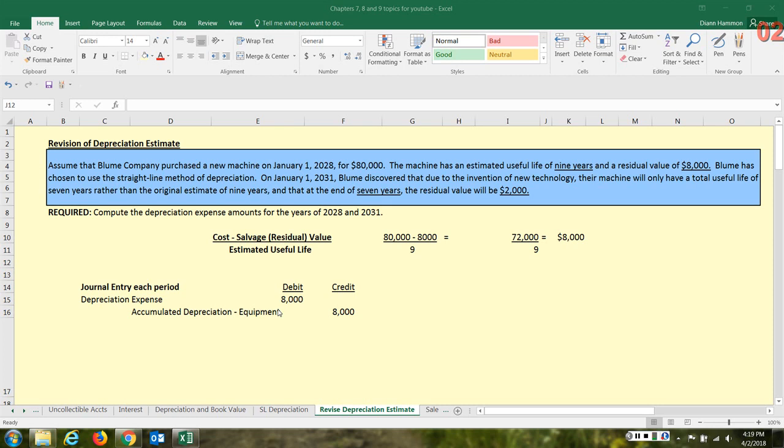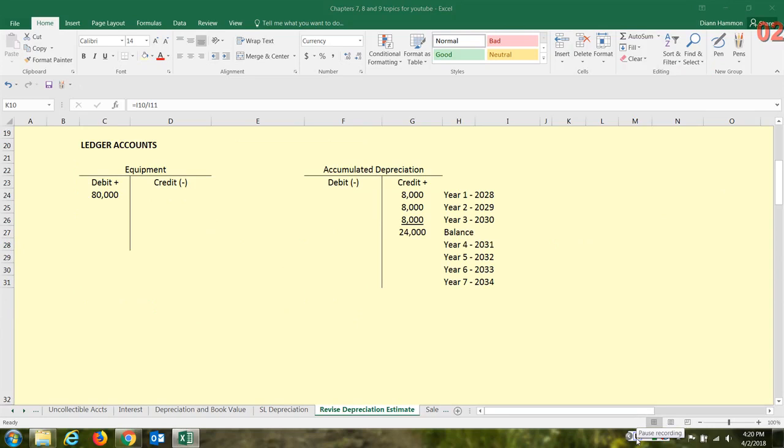So initially, remember we're using straight line, so we have cost minus the salvage value divided by estimated useful life. 80,000 minus 8,000, divide that by 9, so 72,000 divided by 9 is 8,000. Same entry, depreciation expense using the same accounts. Depreciation expense would be debited for 8,000, accumulated depreciation would be credited for $8,000. That same journal entry would have been made for 2028, 2029, 2030.